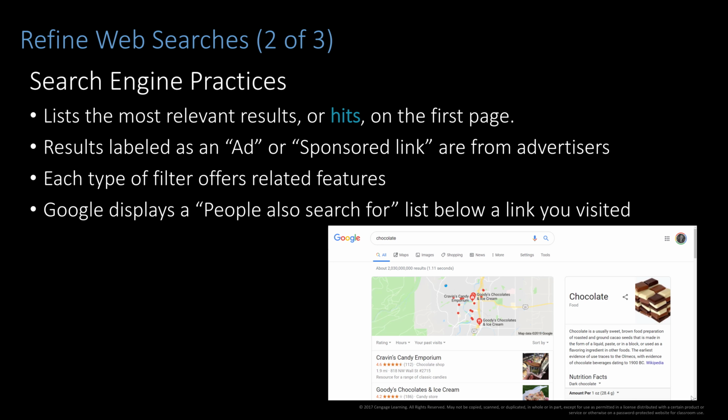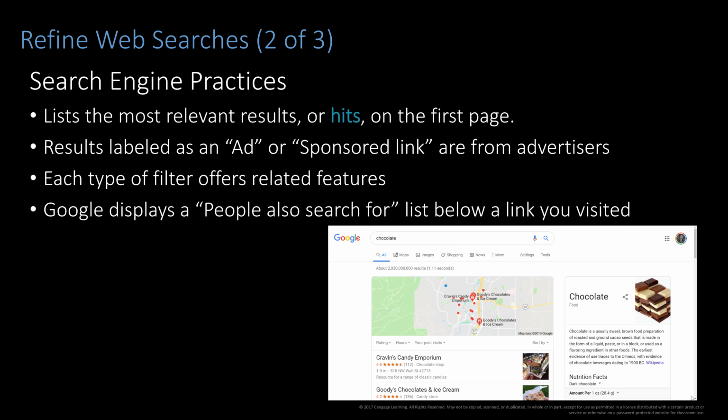And if you notice, what I got here was chocolate companies in my area who are advertising. I get a map of where they are. So if I need that chocolate fix from Goodies, I know I can go downtown or I can go south of town and I can get me some Goodies chocolates and ice cream.